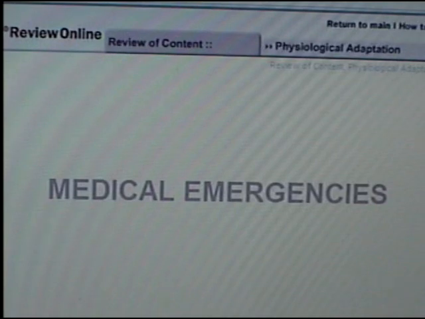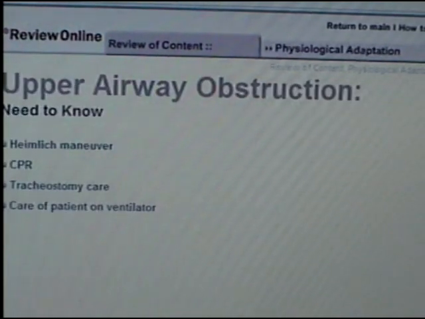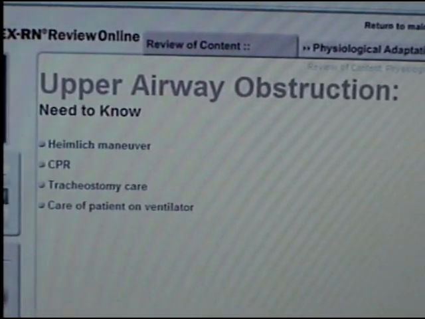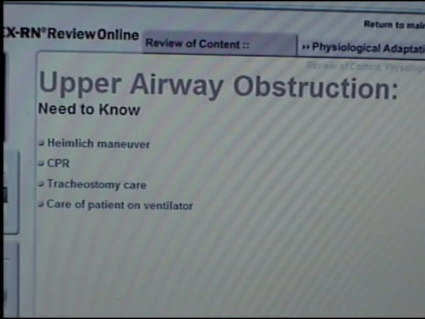And the first medical emergency we will talk about is upper airway obstruction. What you need to know are how to do the Heimlich maneuver, how to perform CPR, tracheostomy care, and care of a patient on a ventilator.